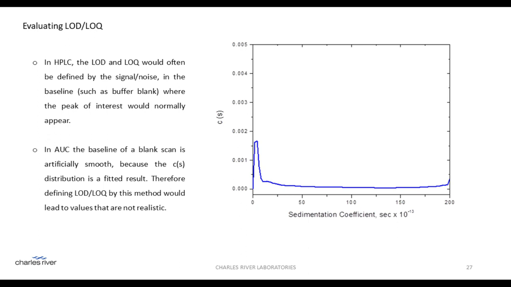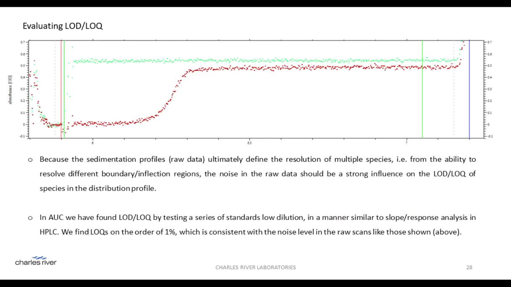Therefore, defining LOD and LOQ by this method would tend to lead to values that are perhaps not really realistic for a limit of detection. It might be artificially low. Because the sedimentation profiles, or the raw data, should ultimately define the resolution of the presence of multiple species. In other words, from the ability to resolve different boundary regions or inflection regions in a curve like I show here, the noise in the raw data should be a strong influence on the ultimate limit of detection of species in the fitted distribution profile.